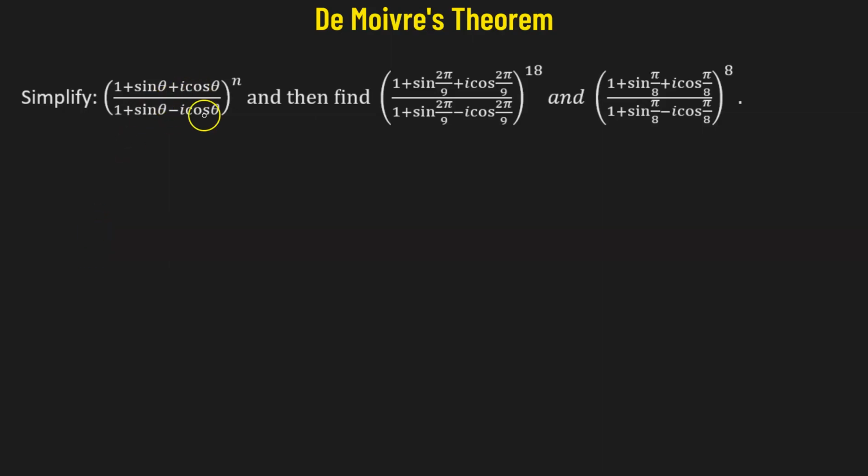We need to simplify the following expression, and whatever simplified value we get, we will use it to obtain the value of these two expressions. So let's begin. We'll start with the numerator.